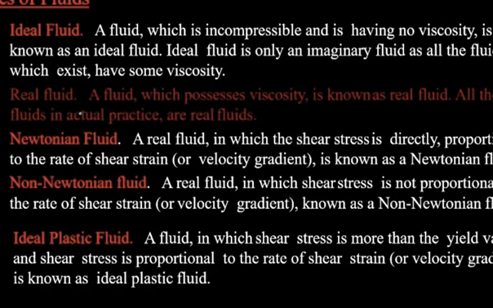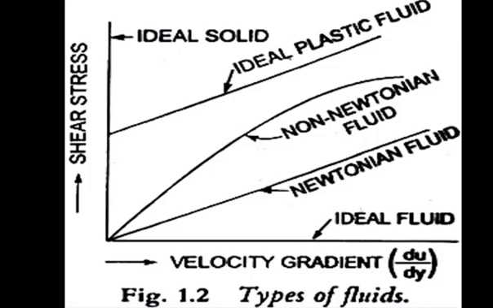Whenever we draw a graph between the shear stress, tau, and du by dy, how these five fluids can be placed in that graph we'll show here. So shear stress tau is here and du by dy is the velocity gradient, in the x direction and y direction.